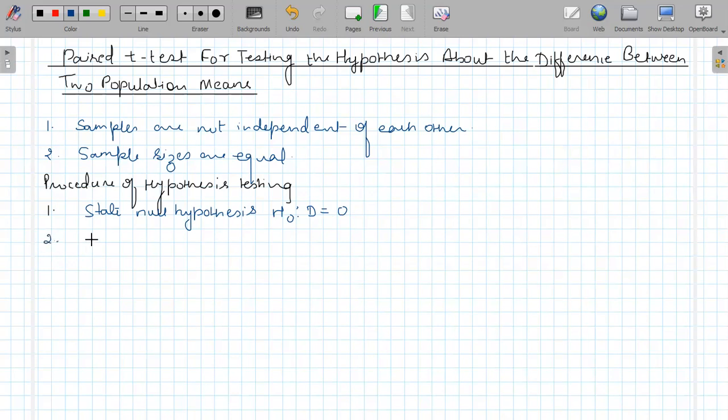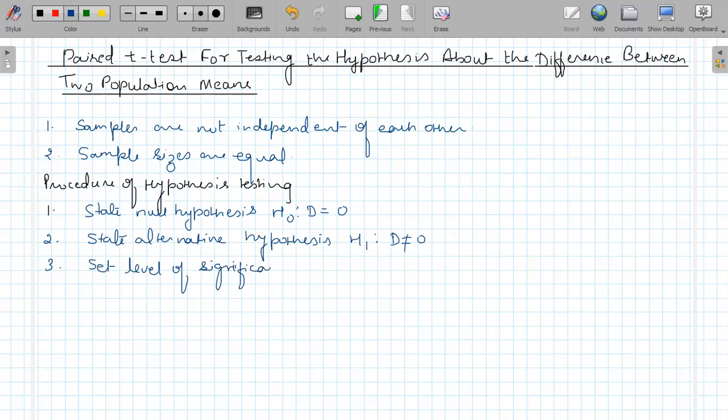Second is state alternative hypothesis. So here always the alternative hypothesis is of the type D not equal to 0. Usually it may be D greater than 0 or D less than 0 also. Then we set level of significance, alpha.